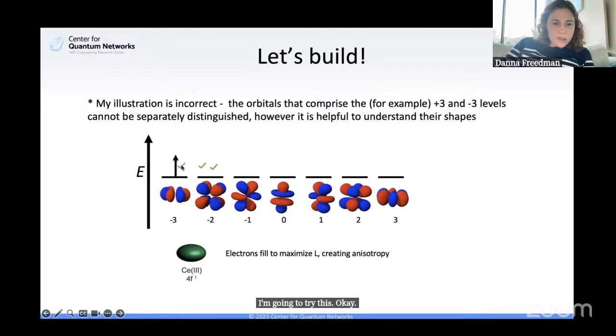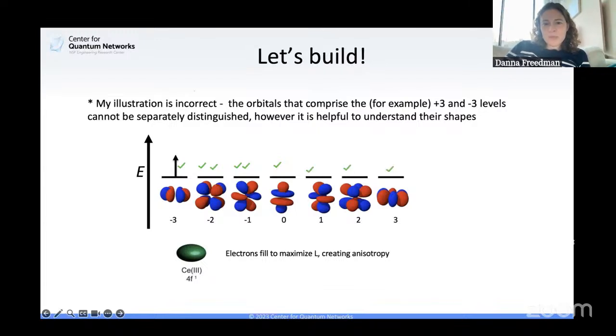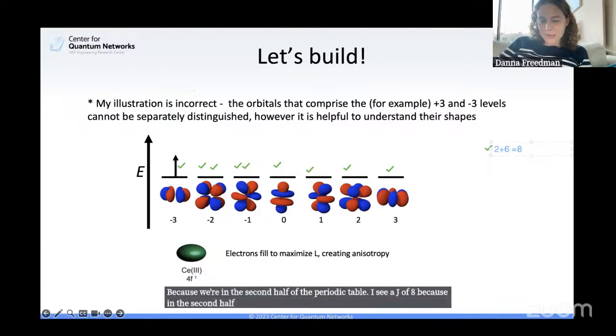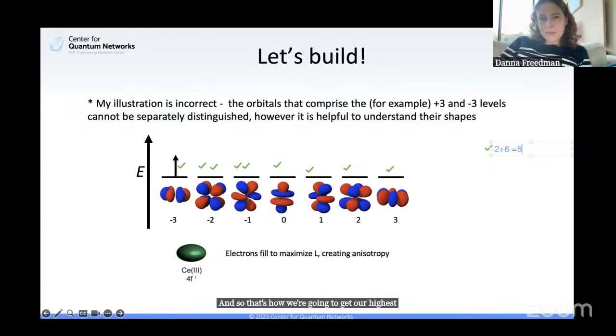Okay, so if we have 2 electrons here, what about this? What does this give us? What's the spin here? I see a spin of 2. And I see an orbital contribution of 6 because we're in the second half of the periodic table. I see a J of 8 because in the second half of the periodic table, we're going to add them together. And so that's how we're going to get our highest magnetic moment lanthanide.